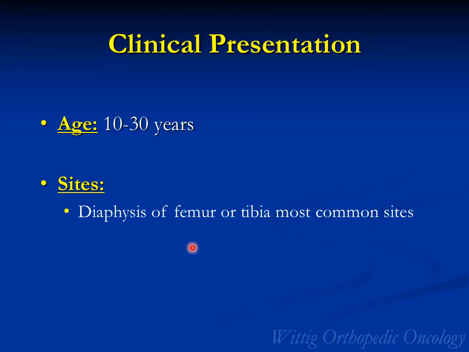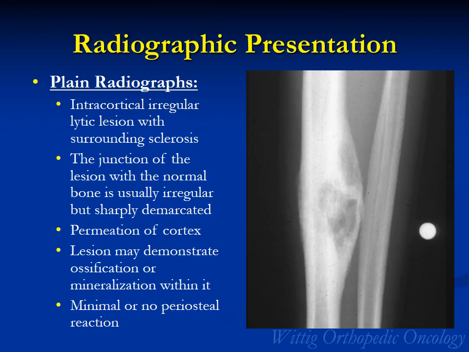Clinical presentation of intracorticals is usually between 10 to 30 years of age. Most common site is the diaphysis of the femur or the tibia. Plain radiographs show an intracortical irregular lytic lesion with surrounding sclerosis. The junction of the lesion with the normal bone is usually irregular but may be sharply demarcated. There's usually permeation of the cortex. The lesion may demonstrate ossification or mineralization, as you can see in this location, and there's minimal to no periosteal reaction.